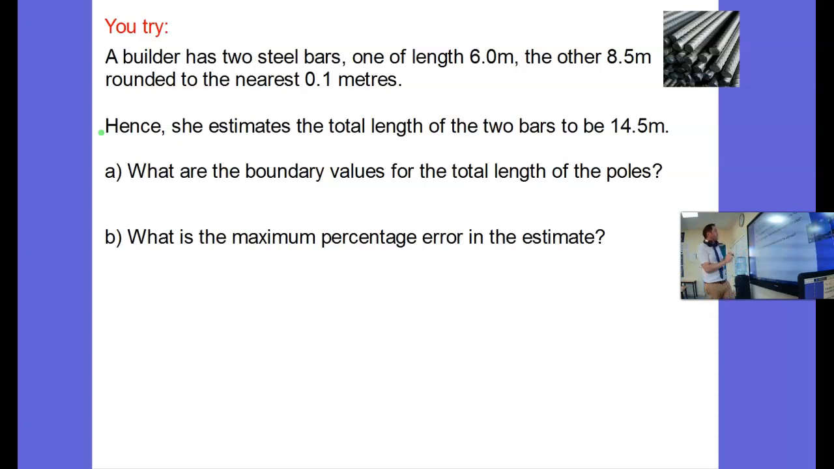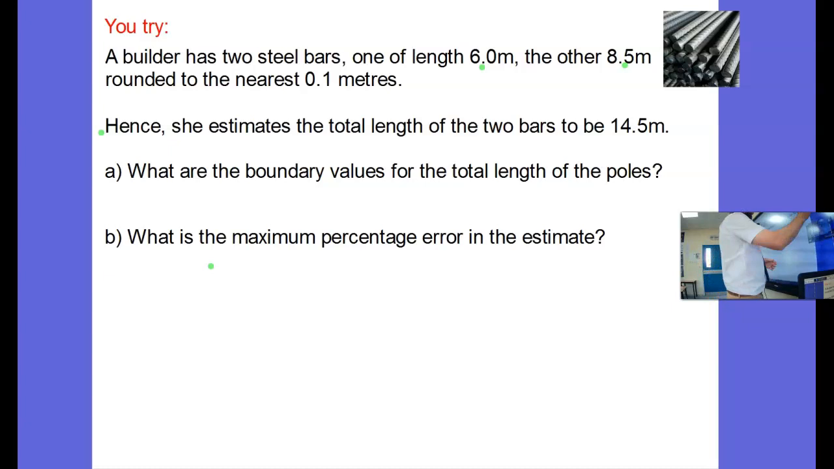Now it says, what are the boundary values for the total length of the poles? So you've got to find the upper bound and lower bound here, and then work out what is the minimum that the two poles together would be, and what's the maximum that the two poles together would be. Then you're going to use that to work out a percentage error. Pause it now, give it a go.